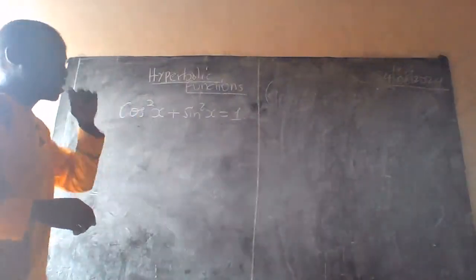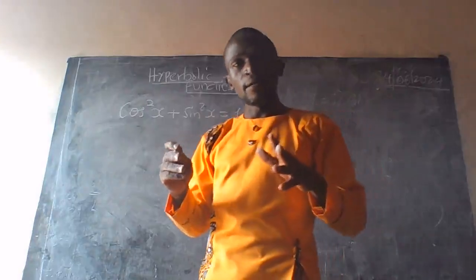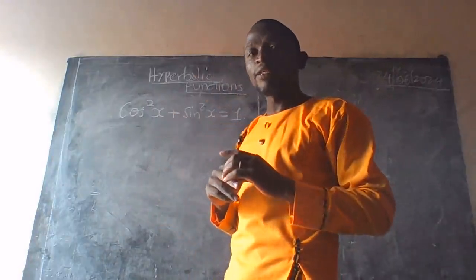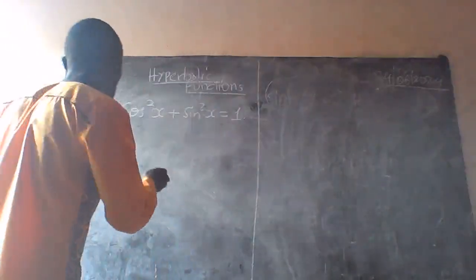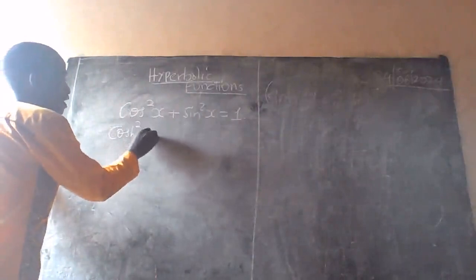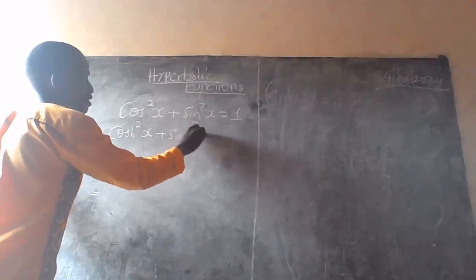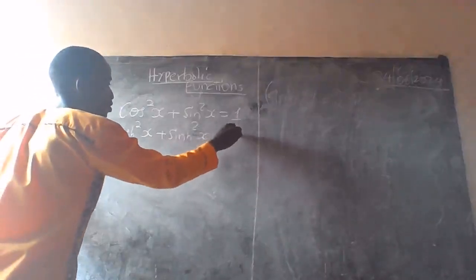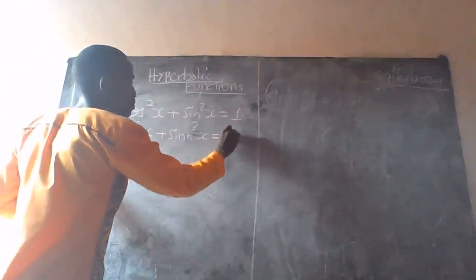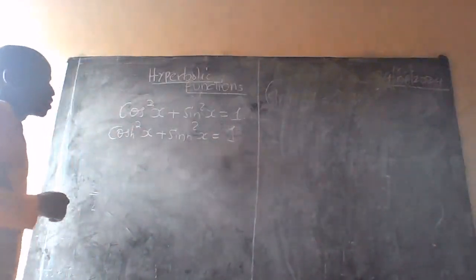Now, writing this one in hyperbolic, it will be written as cosh squared x plus sinh squared x is equal to. Now we do not know what it will be equal to, but we just write 1, to be proved whether it is correct or it is not correct.